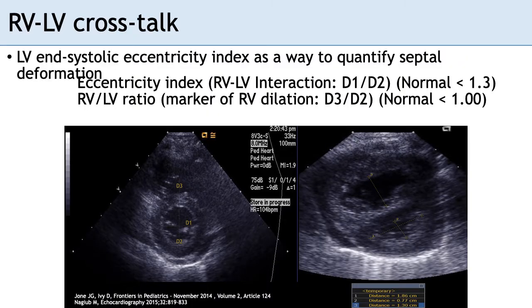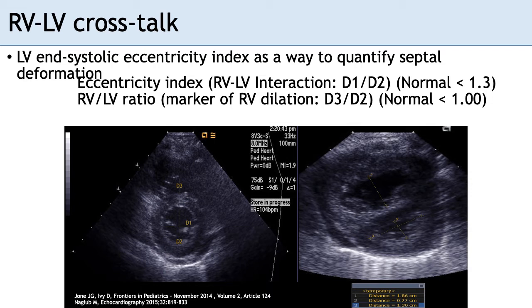So in order to quantify the septal deformation, you can use an index that's called the left ventricular end-systolic eccentricity index. Typically, we measure the diameter that's parallel to the septum, and we do the ratio to the diameter that is perpendicular to the septum. And a ratio of less than 1.3 has been associated with relatively normal PA pressures.